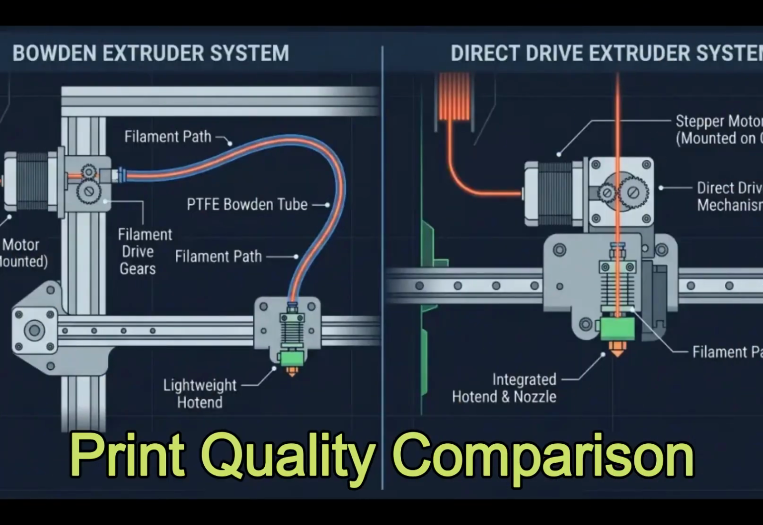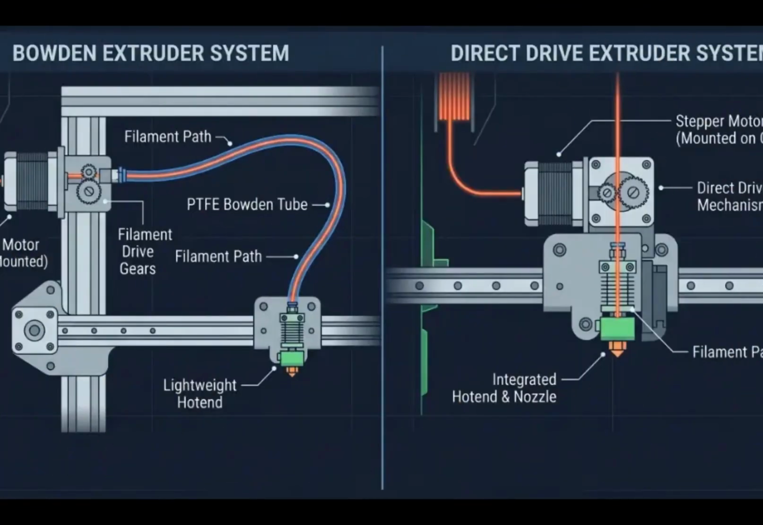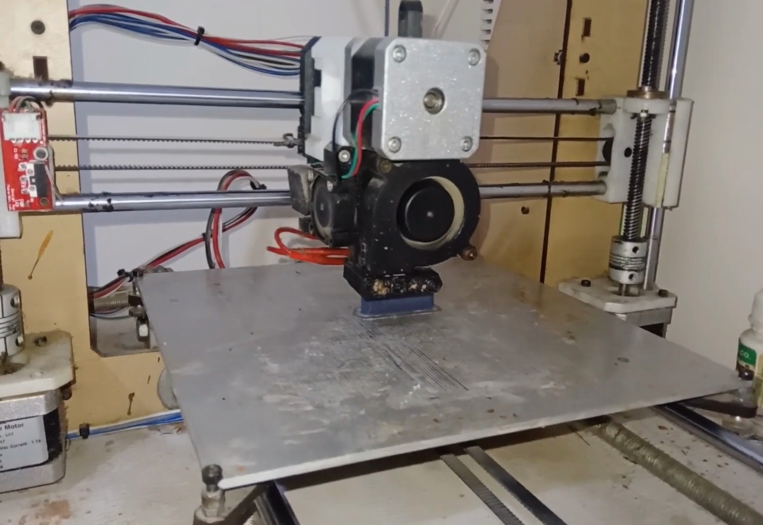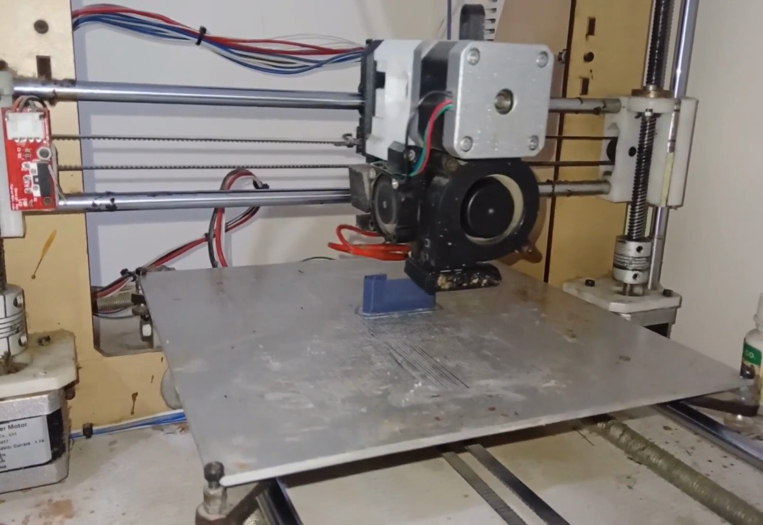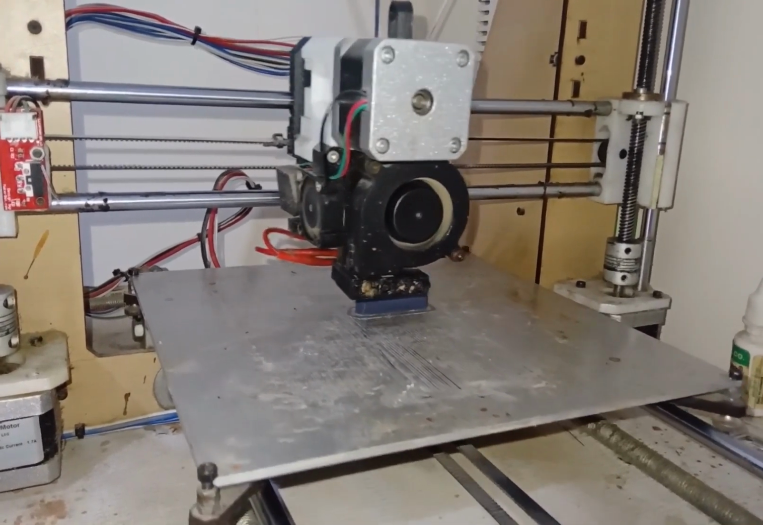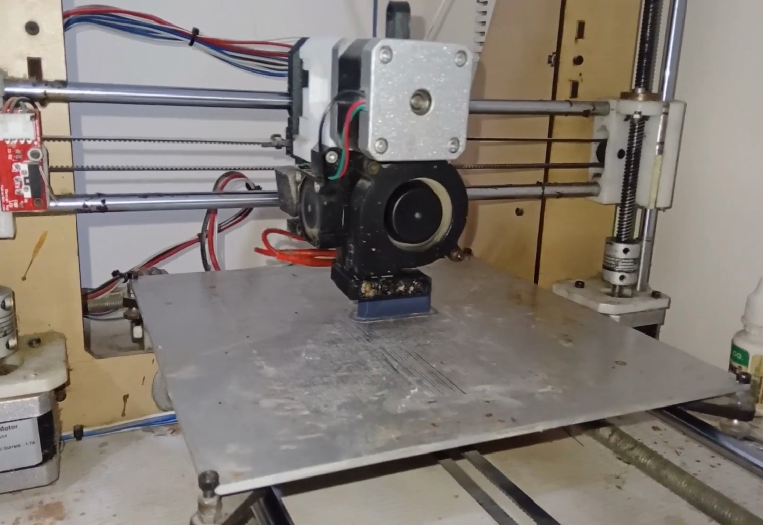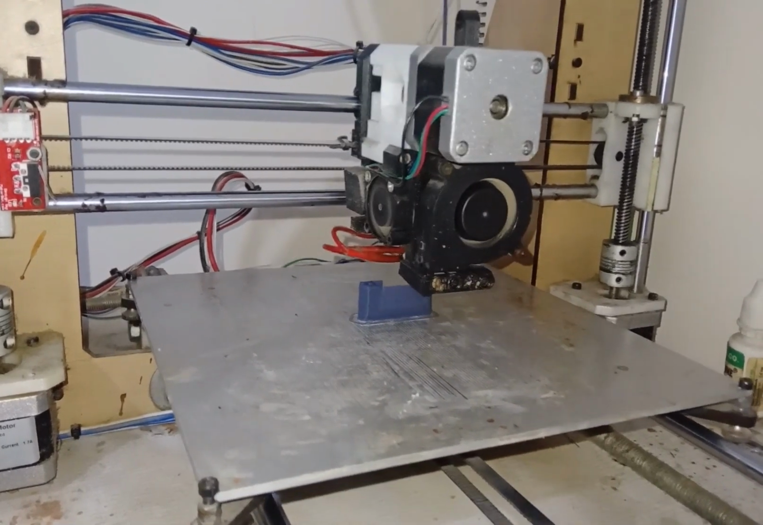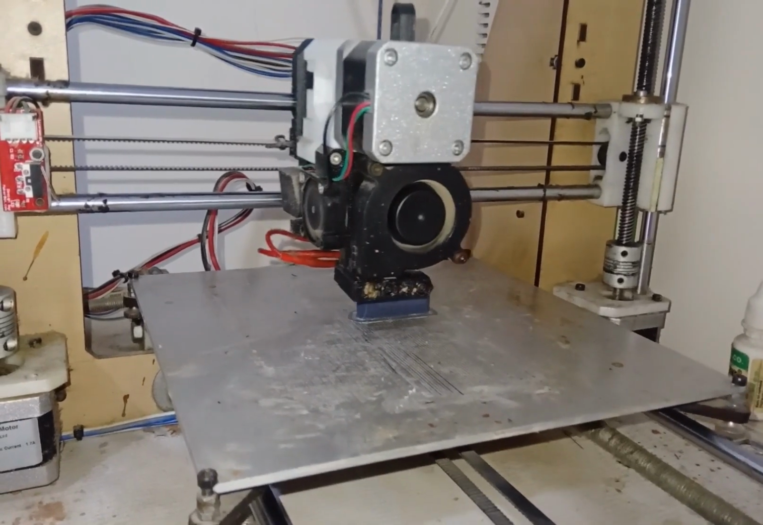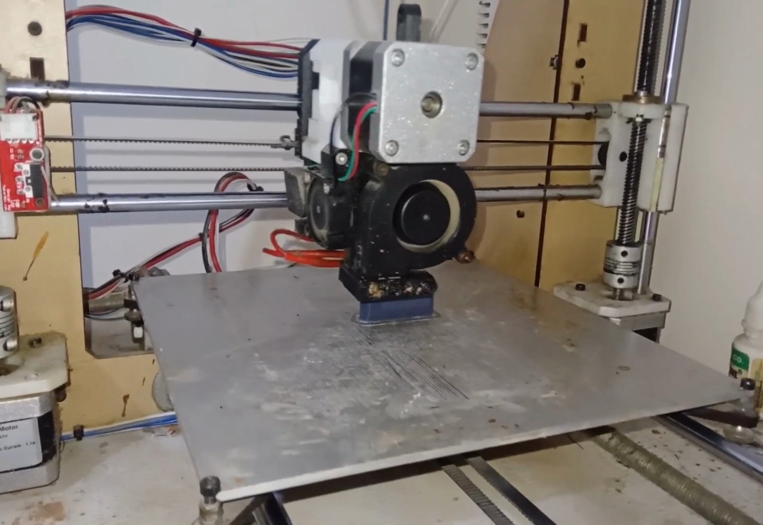Print quality comparison. For most materials, both systems can produce excellent results, but direct drive often provides more consistent extrusion, better pressure control, and cleaner retractions, especially on complex models with many small details. Bowden can still achieve fantastic quality when properly tuned. The difference is usually more noticeable in difficult prints.